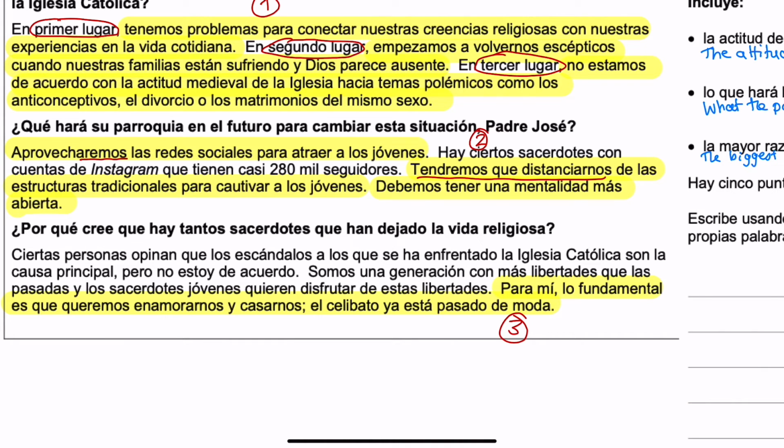And the same with this last one. Debemos tener una mentalidad más abierta. Now what you've seen is I've highlighted straight away these modal verbs, tenemos, debemos. If I lift them and sandwich them with the bullet point, we have to, it's going to basically imply that I'm a priest as well. So no, we need to change that. So that's something to bear in mind when we come at the later steps.